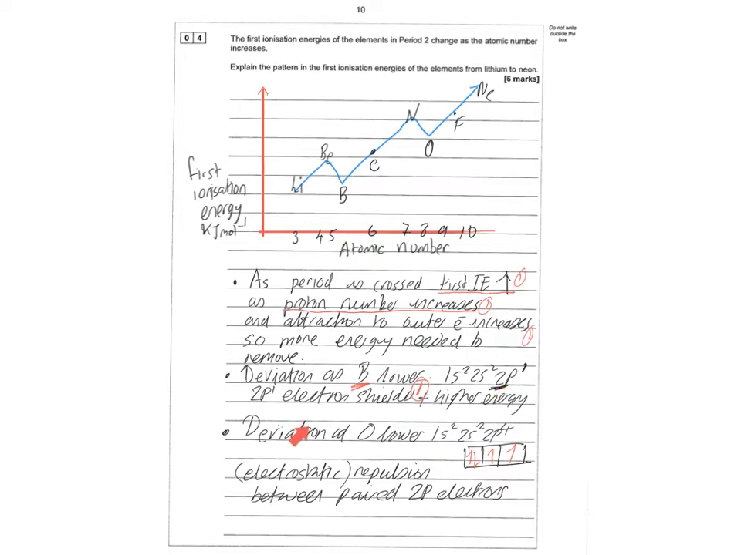The second deviation is oxygen. Again, write out the electron configuration of oxygen. It is lower than anticipated. Why is it lower than anticipated? Because if you put the electrons in boxes, you've got the electrostatic repulsion between the paired 2p electrons.